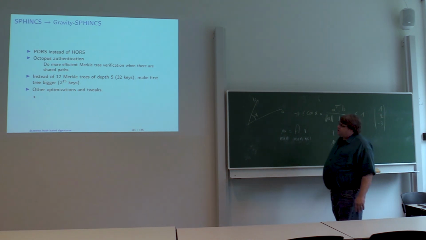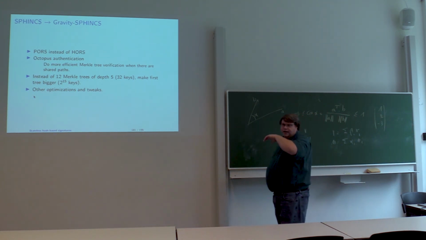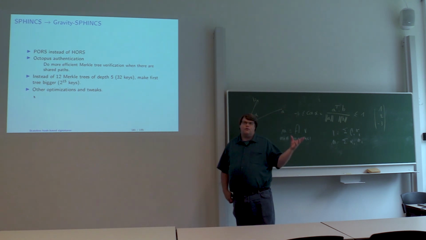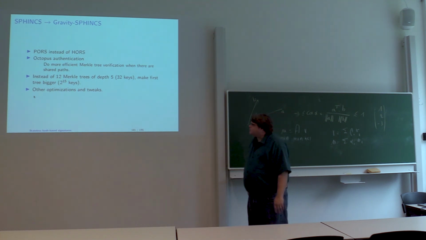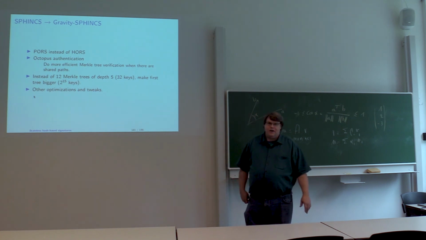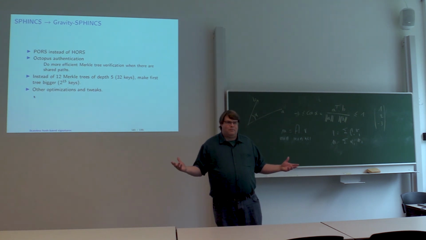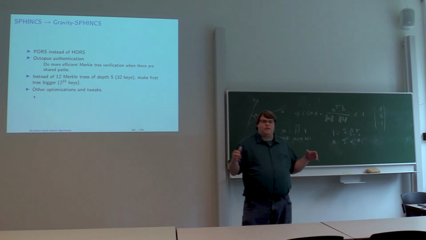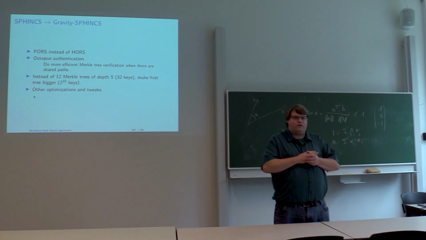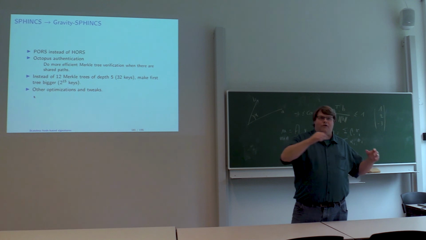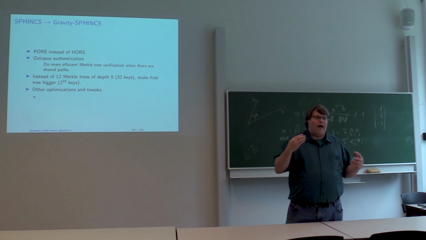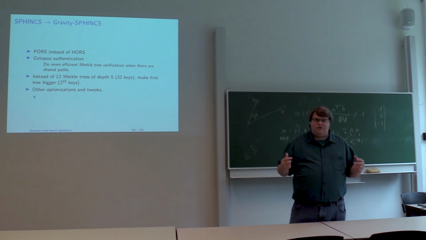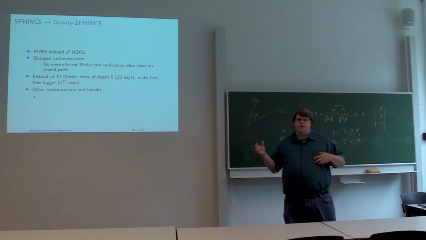So Gravity Sphinx did PORS instead of HORST, so they did the pseudo-random generation to make sure they didn't repeat a 16-bit chunk. And they did this thing called octopus authentication. I didn't discuss that because it didn't seem terribly relevant, but if you think about the HORST signatures, where I have a Merkle tree and I'm authenticating many different nodes in the Merkle tree, like 16 nodes, often there will be some overlap between some of the tree paths. So that means you can shorten the signature a little bit.